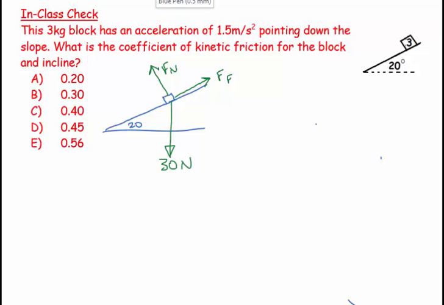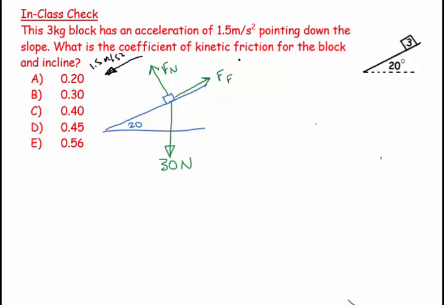There is one more piece of information which is important, which is the acceleration. It's not a force, so I want to indicate it in a different color, somewhere it's not going to mess up my diagram. It's 1.5 meters per second squared, down the slope. Because it's an acceleration, that tells me I'm in a non-equilibrium position.